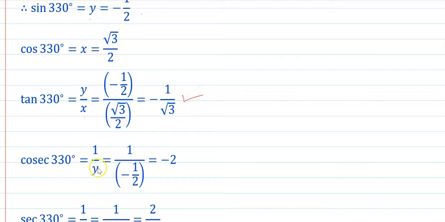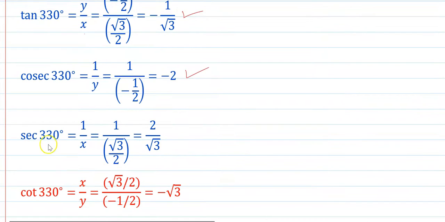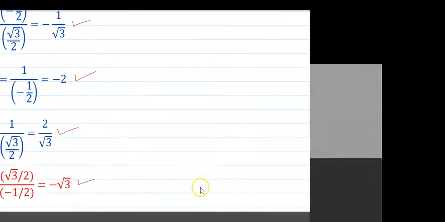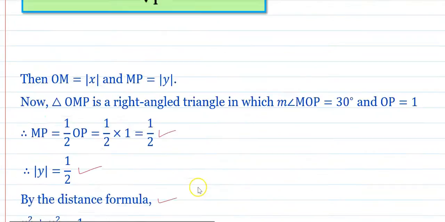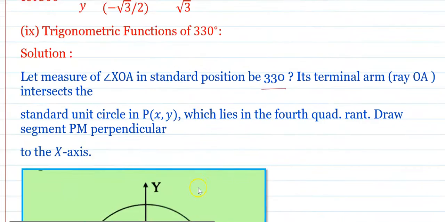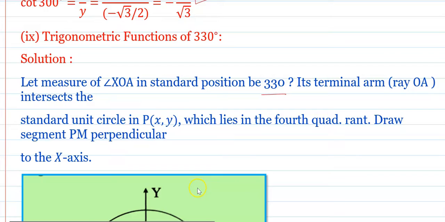Cosec 330 is 1 upon Y, that is 1 upon minus 1 upon 2, that is equal to minus 2. Sec of 330 is 1 upon X, that is 1 upon root 3 by 2. It's a reciprocal, 2 upon root 3. Cot of 330 is X upon Y, 2 gets cancelled, and hence you are getting minus root 3. And in this way, these are the values of the trigonometric functions for the angle 330.